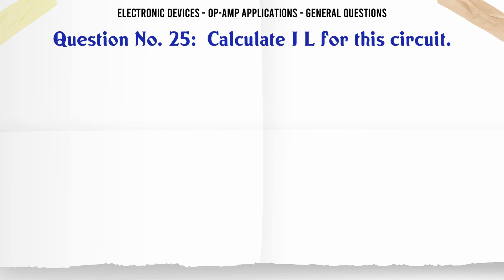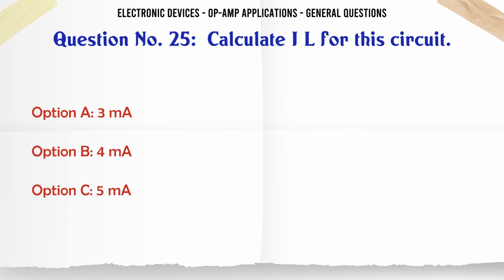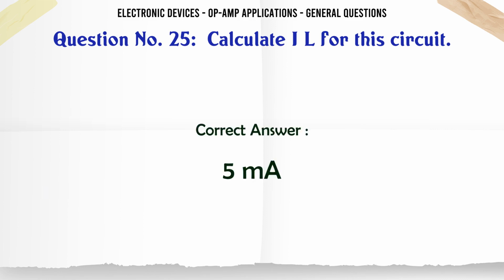Calculate IL for this circuit. A: 3 mA, B: 4 mA, C: 5 mA, D: 6 mA. The correct answer is 5 mA.